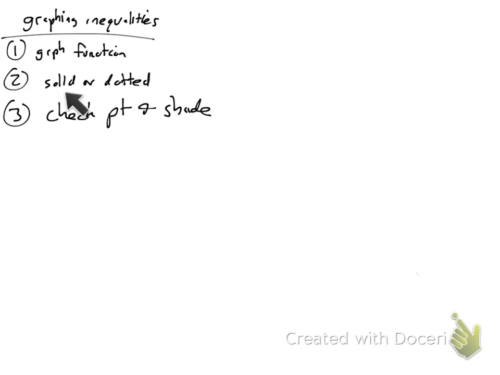Does it say equal to? Then make sure it's solid. If it doesn't, then leave it and make it dotted. It's not included. So then you swoop in your curve with a solid or dotted.